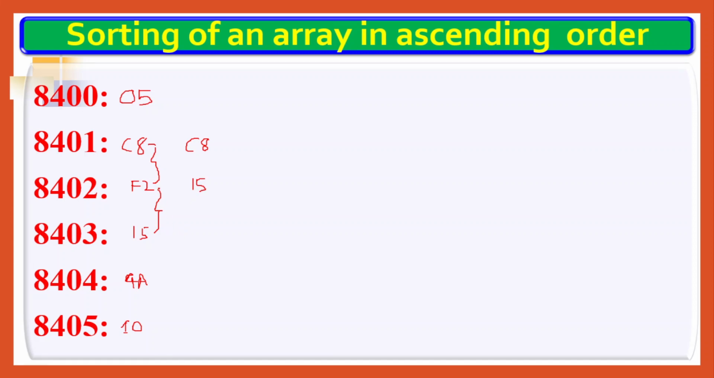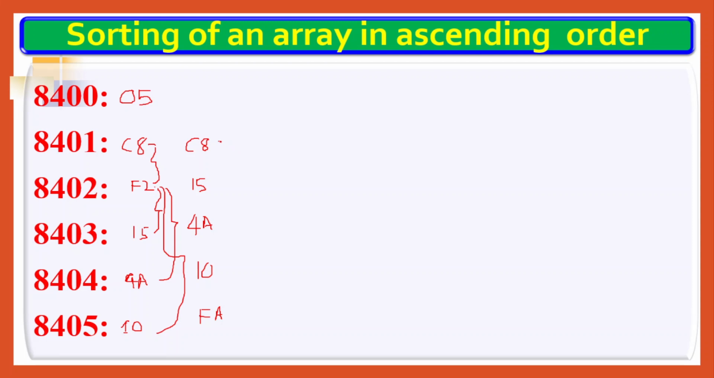We have to compare again F2 with 4A. The result between these two is that 4A is the smallest. Now again we compare F2 with 10. The answer is 10 is the smallest number, then F2 will be your largest, which will be on the last element. So now one set of comparison is over. Now check whether it is completed or not. No, because 10 is the smallest and has not yet reached the first element.